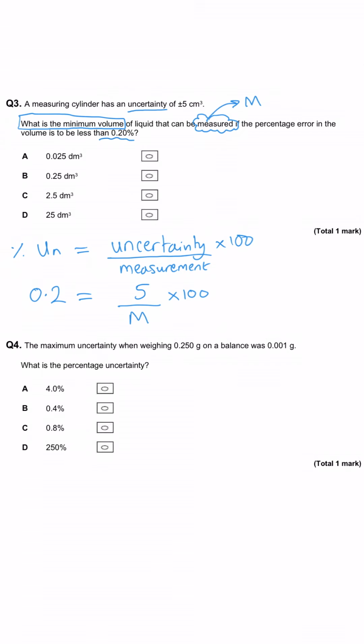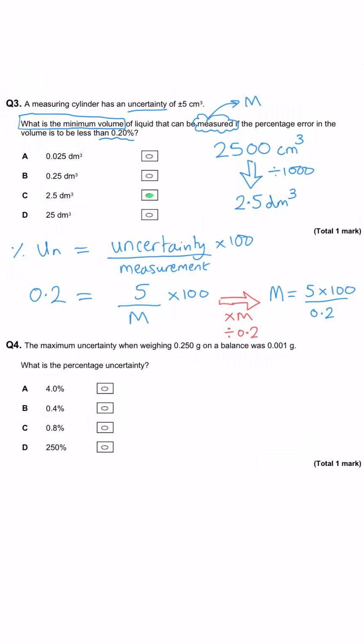If we then multiply both sides of the equation by m and then divide both sides of the equation by 0.2, we're left with m, our measurement, is 5 divided by 0.2 multiplied by 100. And when you calculate that, you get 2,500 cubic centimetres. But if you notice, all of these values are in cubic decimetres, so we need to divide our number by 1,000 to get 2.5 cubic decimetres, which means that C is the correct answer.